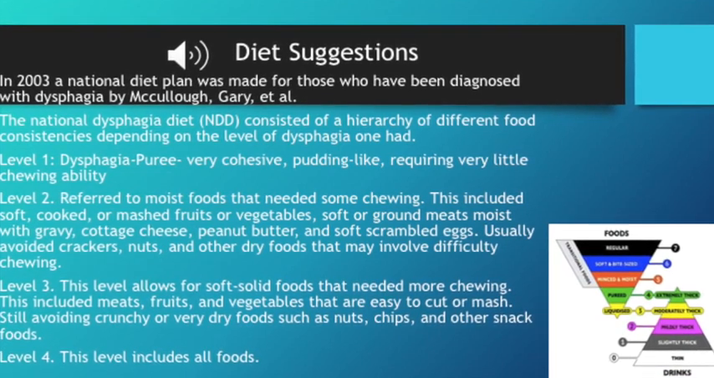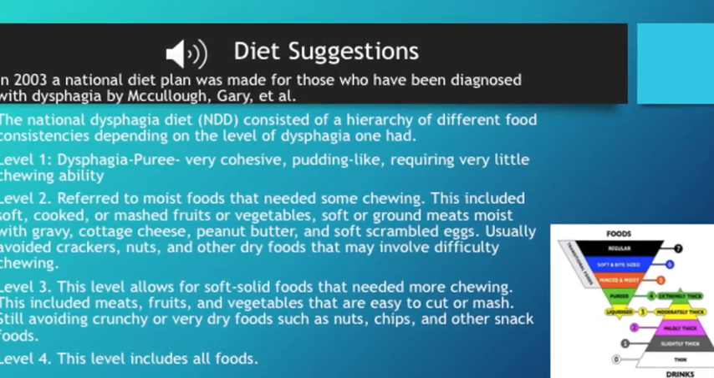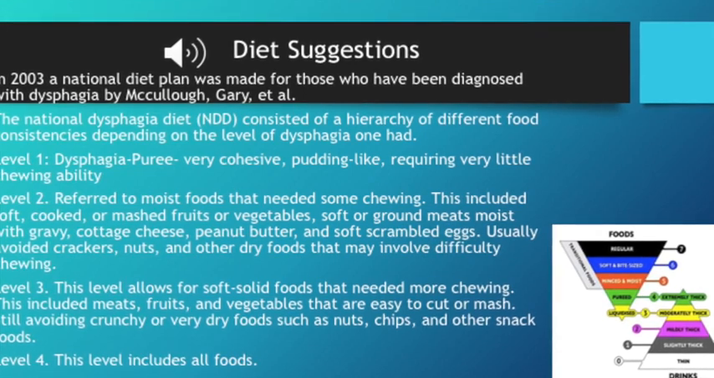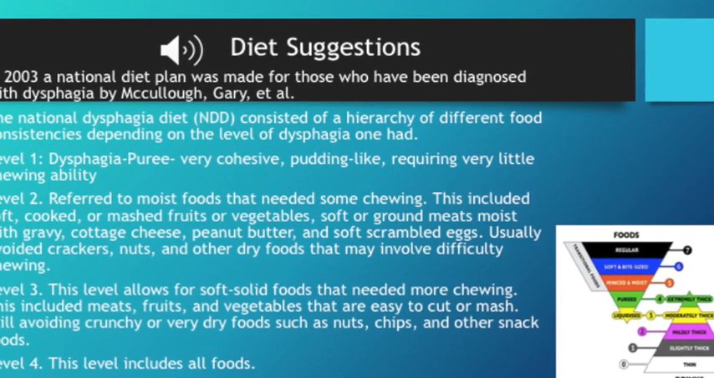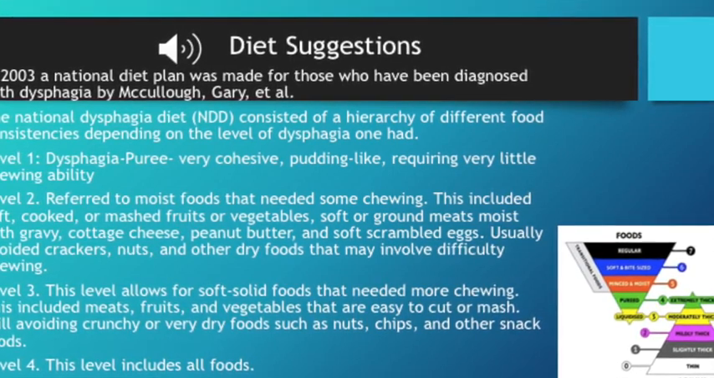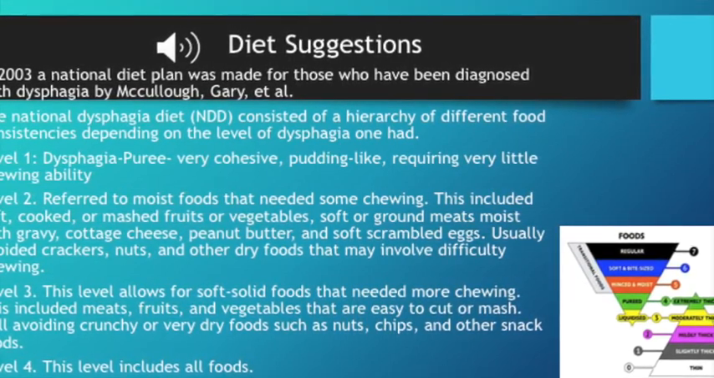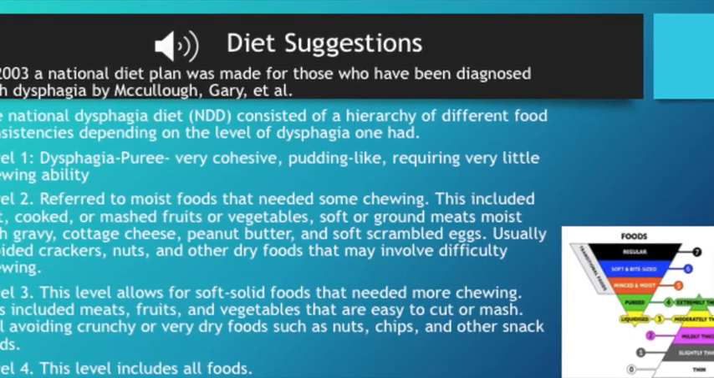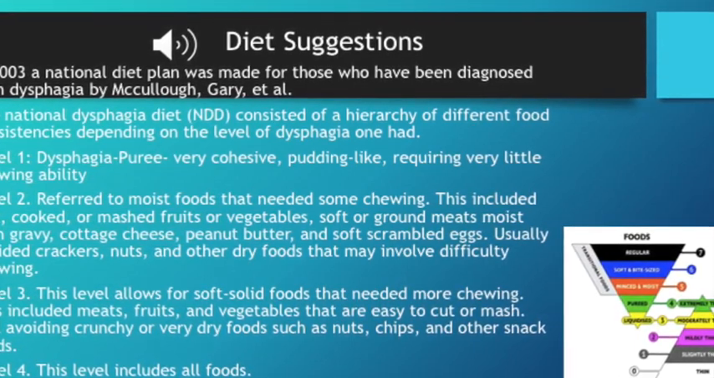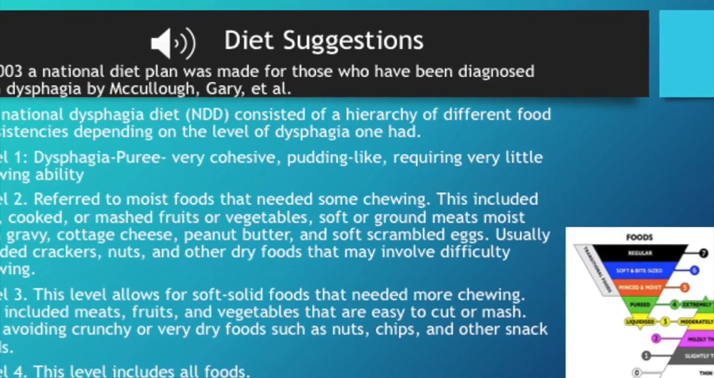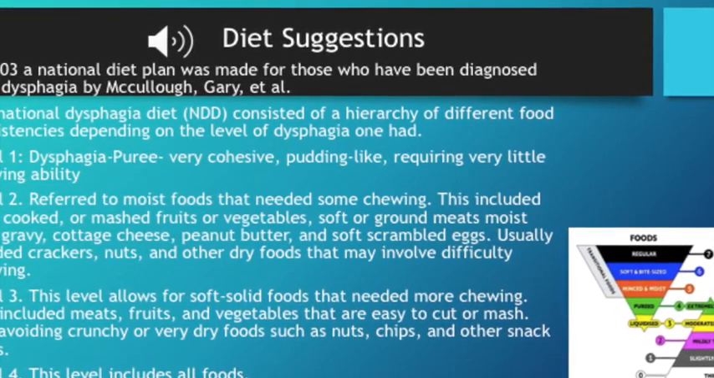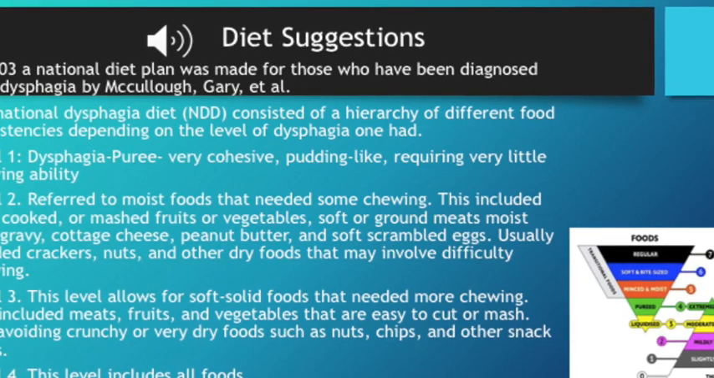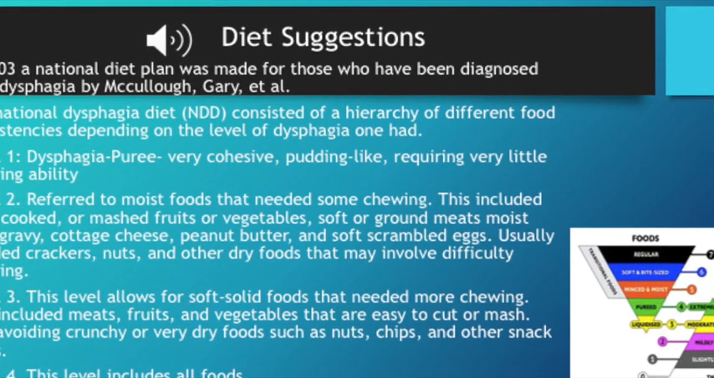Level 1 pertained to foods that are pudding-like and require little chewing ability. Level 2 pertained to foods that were moist and similar to Level 1 but required some chewing, examples being peanut butter, scrambled eggs, mashed fruits. For Level 3, the permitted foods were soft to solid foods that required more chewing than Level 2, and these foods were certain meats and vegetables that were easy to cut or mash. Both Level 2 and 3 avoided snacks or foods that were difficult to chew, such as chips and crackers, and Level 4 involves all forms of food.